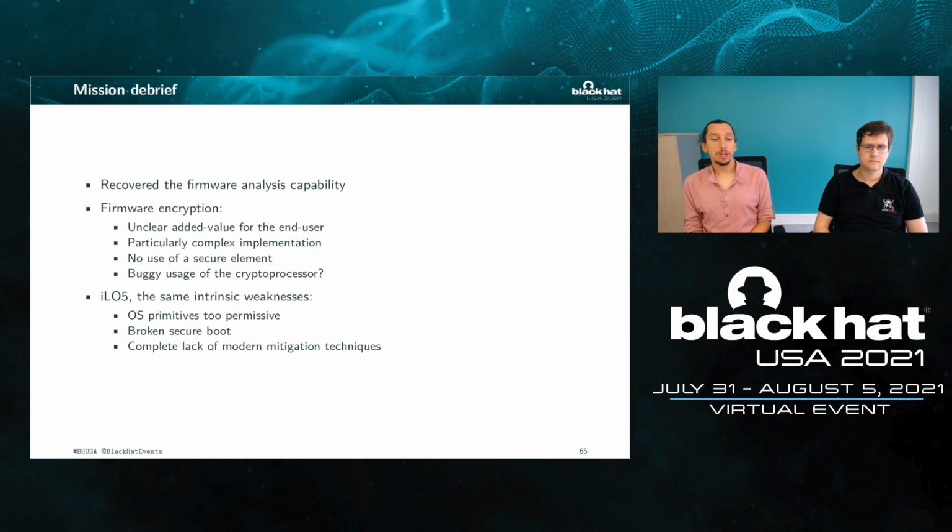Now, if we speak more about the iLO5 system itself, we again find the same interesting weaknesses. First of all, the OS primitives are too permissive, exactly like the one we abused regarding the memory mapping. The secure boot is broken. We reused our exploit from 2018 to build a Frankenstein firmware which was perfectly functional to gain debug capabilities on the systems. And the complete lack of modern mitigation techniques makes it simple, by exploiting a single vulnerability, to perform a complete takeover of the iLO5 systems.